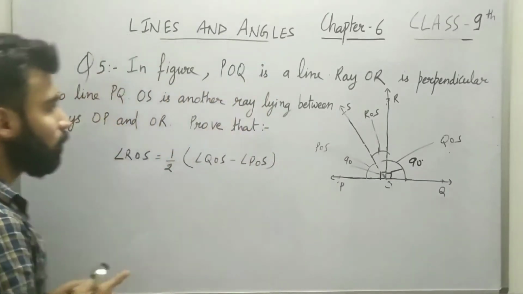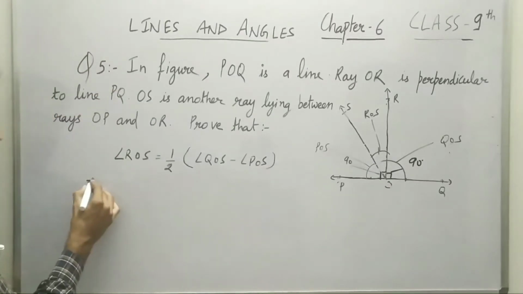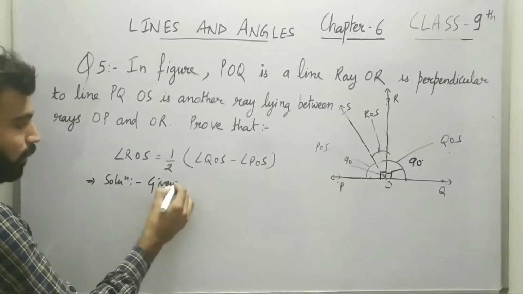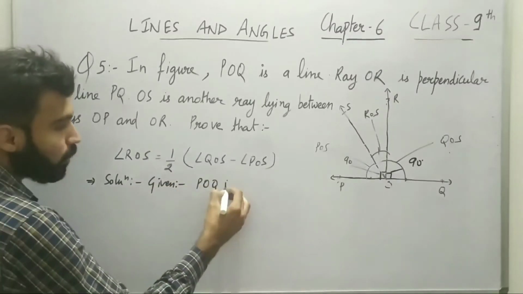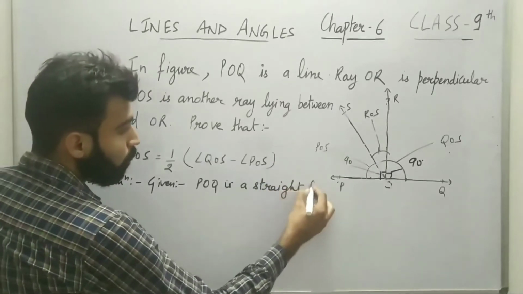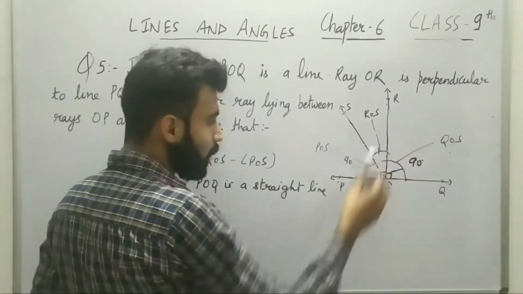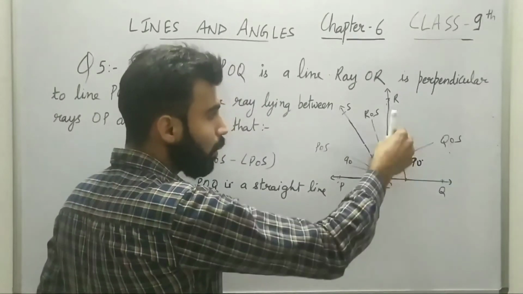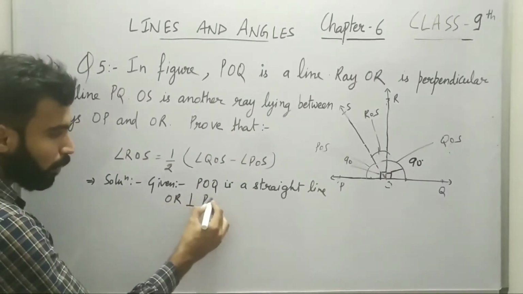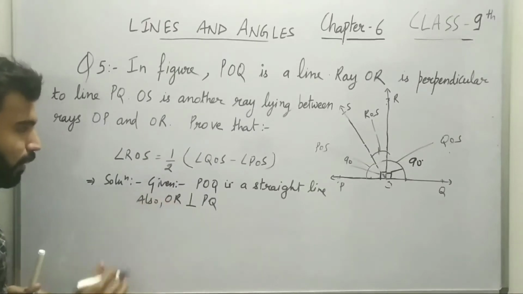This is what we have to prove in this question, right? So we are going to start step by step. So first step, let me just write what is given to me here. So solution. You can see given is that POQ is a straight line. You can see here this is a straight line and another ray OR is standing on it. That means PQ and OR are perpendicular to each other. So let me just write that OR is perpendicular to PQ, right? So this is what is given in this question.